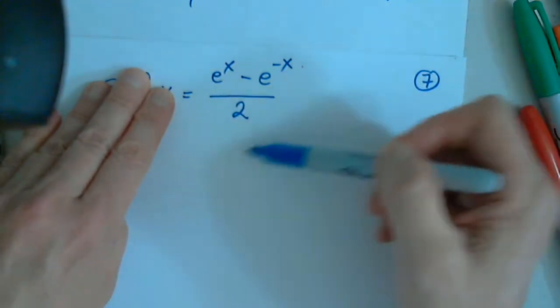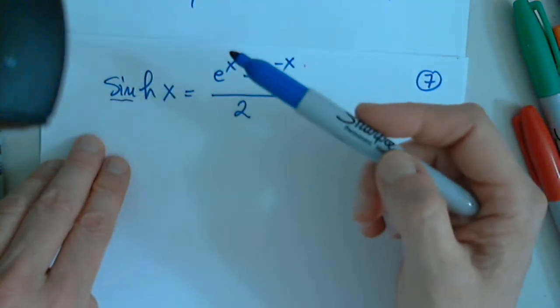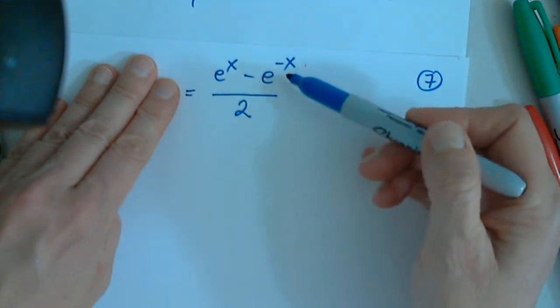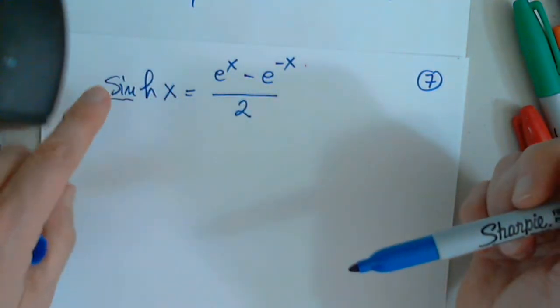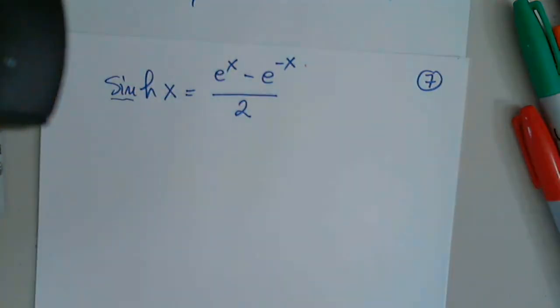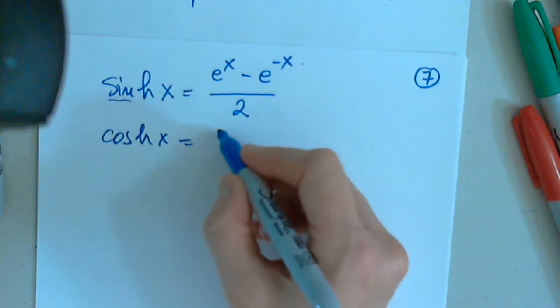Why can't we name this something else? Why did we have to use sine? There's no sine here. There's a difference of two exponential functions. How did we come up with this? I'll show you in a minute. Hyperbolic cosine is the same thing but with plus.